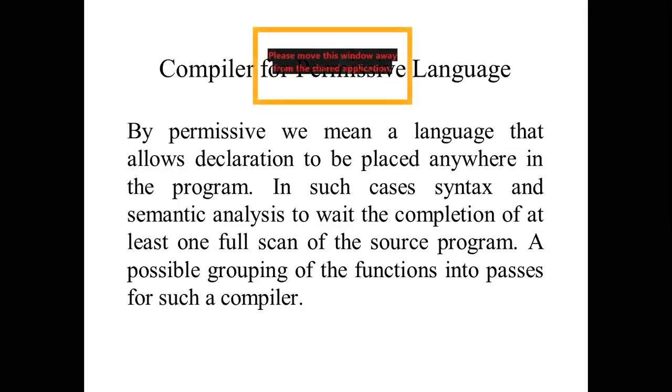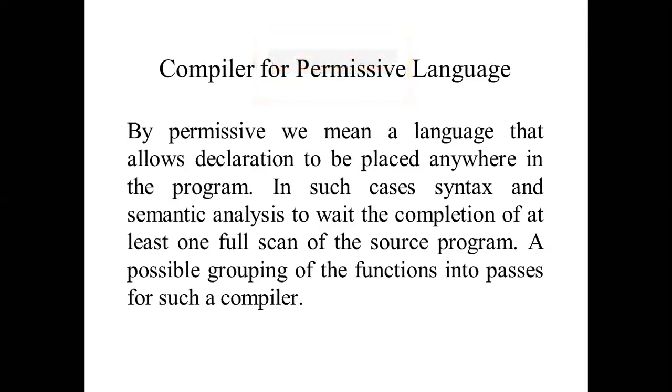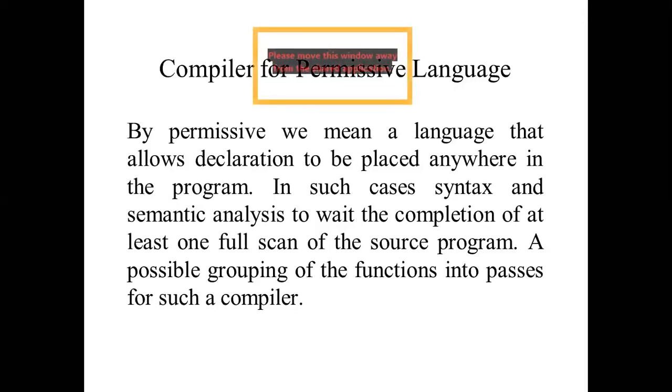So by permissive we mean a language that allows declarations to be placed anywhere in the program. There is no hierarchy to declare the various types of identifiers, or variables, so we can put them anywhere. In such cases, syntax and semantic analysis must wait for the completion of at least one full scan. So in this case, the compiler first scans the whole source program.